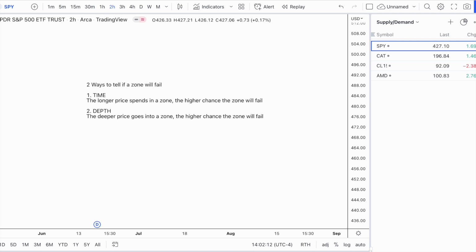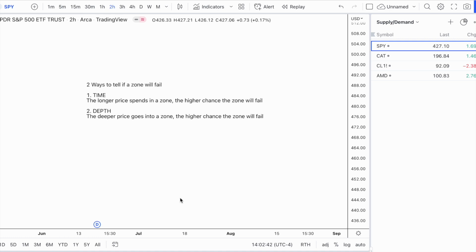So this video is going to dive into the 2 ways to tell if a zone will fail. So let's go ahead and get right into it. The 2 different ways to tell if a zone will fail are based off time and depth, okay? The 2 pieces of information that you guys should remember: the longer price spends in a zone, the higher chance the zone will fail. And the deeper price goes into a zone, the higher chance the zone will fail as well.